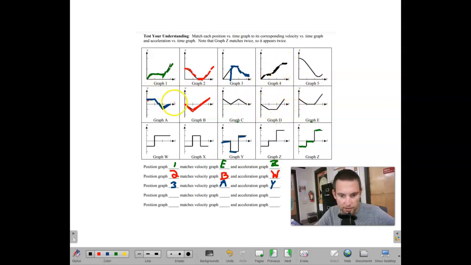So what's left here anyway? We've done A, B, E. So which one of these starts with a positive and then it slows to 0? Well, only graph C is doing that. And then the acceleration graph, what do we have left? We have Z, W, and Y.